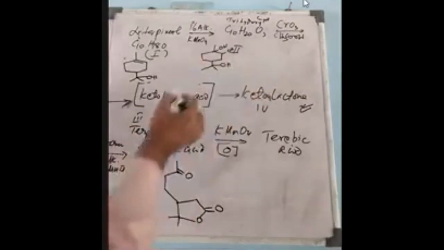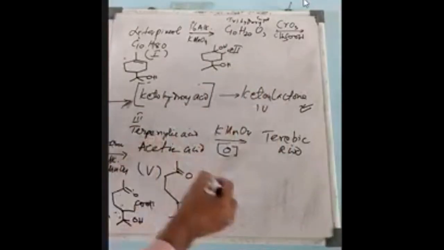But once it is hydrolyzed, it is converted again into the gamma hydroxy acid, and this gave a positive test with sodium hydroxide. Once this is obtained, this was the fourth. Then it was warmed with potassium permanganate, and the compounds obtained were terpinylic acid and acetic acid.